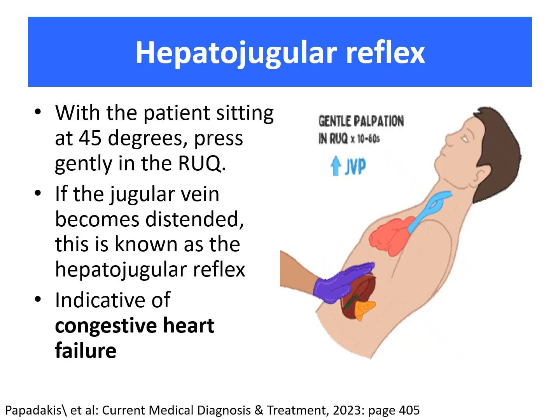We talked about the hepatojugular reflex as a sign of right heart failure. In this particular reflex, the patient is seated at 45 degrees. You're going to press gently into the right upper quadrant, and if the jugular vein becomes distended while you do this, this is known as the hepatojugular reflex. You press on the liver, the jugular veins in the neck become distended. This is indicative of congestive heart failure.